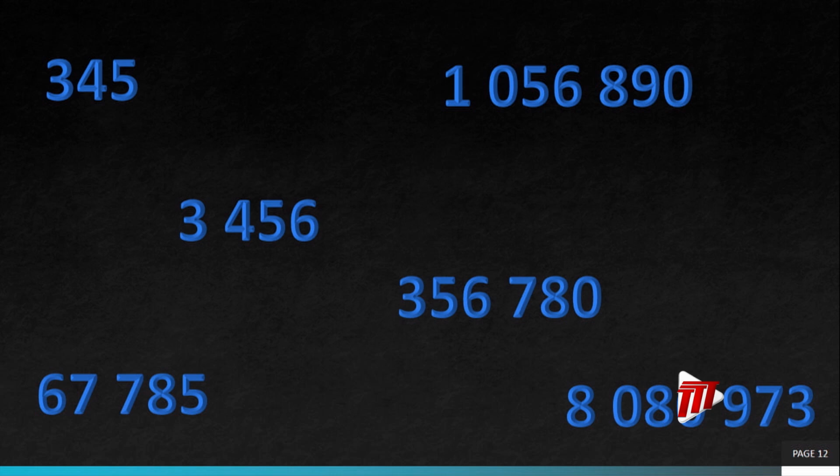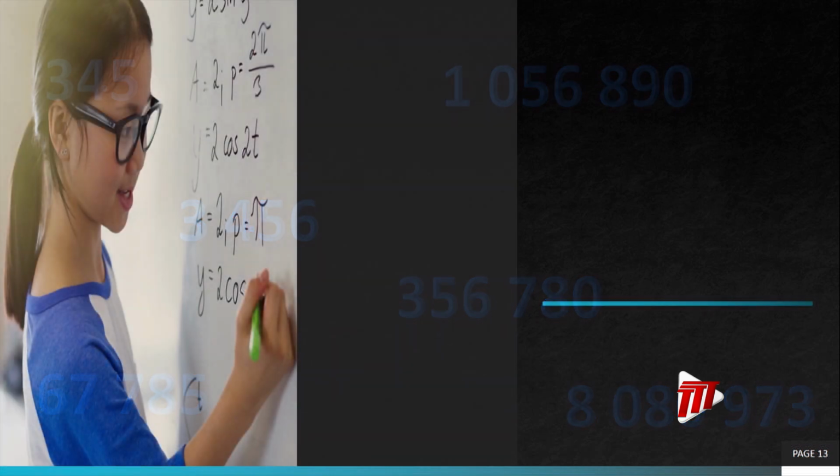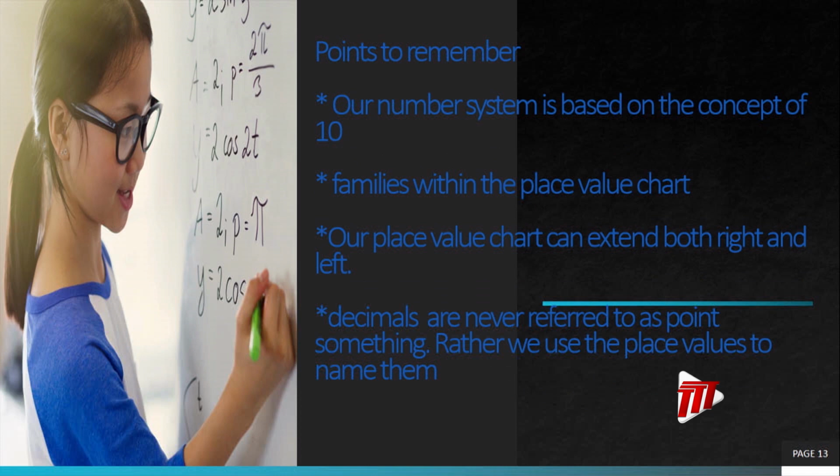We have another number there. Call that number for me. 8,088,973. Just tell me, what is the hundreds value in that number? Did you say 9? If you did, you're wrong. And we have to think a little bit. What is the value, not what is the digit? The value is 900. So I think that's enough for today, guys.